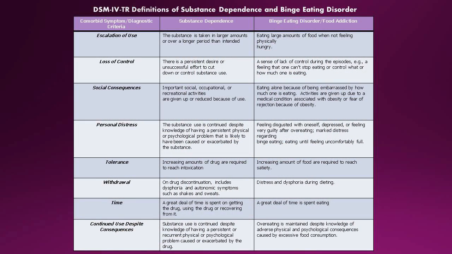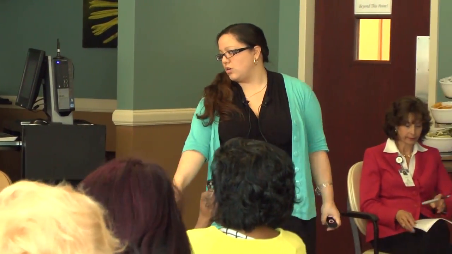This is a really great chart of comorbid symptoms and criteria between substance dependence and binge eating disorder / food addiction. So this is more related to binge eating disorder, but it's just kind of a nice chart for you guys. It should be in the slide, right? Okay, good. You can all see it. I know it's hard to read because it's really small up there. Take a look at that. It goes over the 8 ones of escalation, loss of control, consequences, distress, tolerance, withdrawal, time. And we're going to go over these more specifically, but I like that chart.